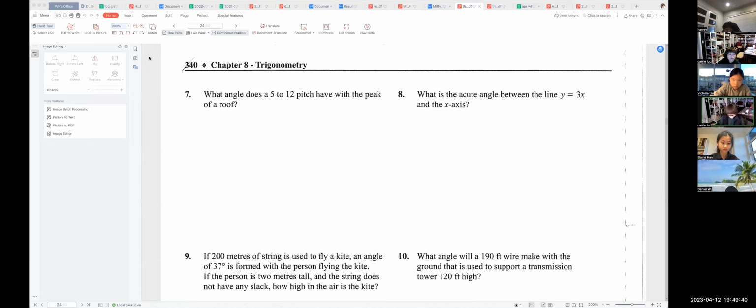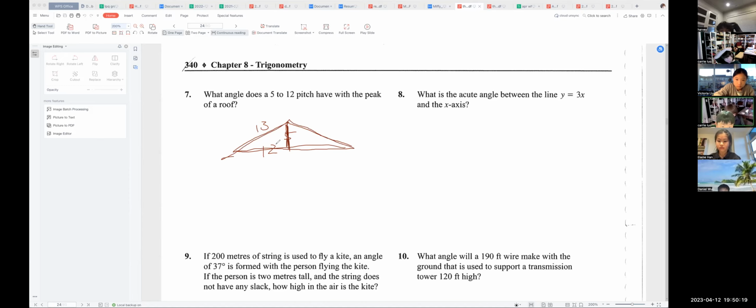Okay, so let's take a look at this question. Samuel, Elaine, and Carrie are giving me different answers. So what angle does a 5 to 12 pitch have with the peak of a roof? So it's like that. This is 5, this is 12, and this will be 13, right? So I cannot say Samuel and Elaine are right and Carrie is wrong, or Carrie is right and Samuel and Elaine are wrong. Have with the peak of a roof.